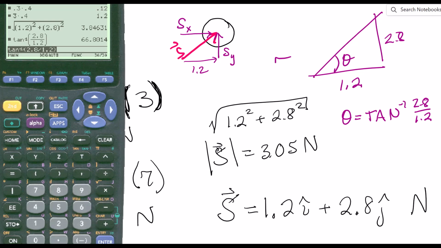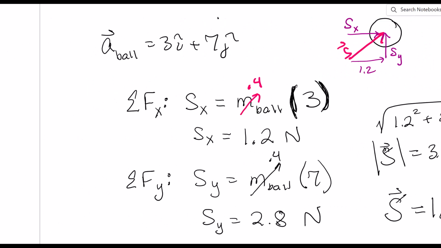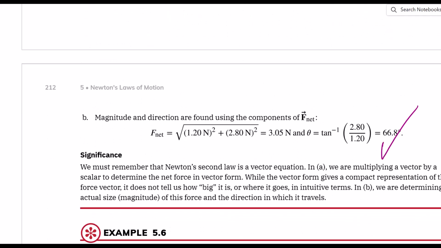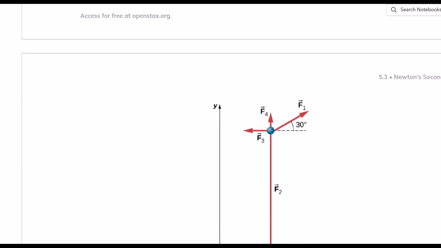Okay, 66.8 degrees. Sort of, maybe, ish. Good enough. Yay, I got it right. I'm amazing. How many more of these are there? Holy mackerel.